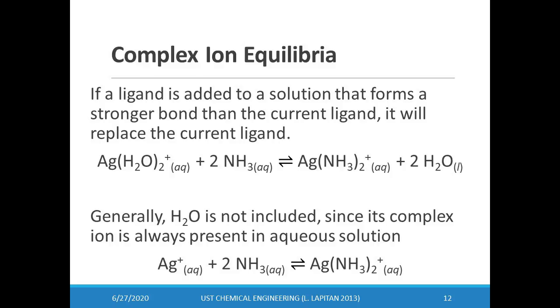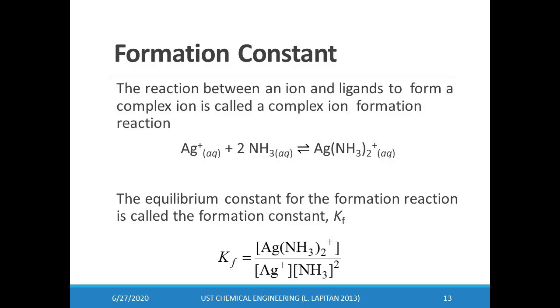If a ligand, let's say ammonia, is added to a solution and forms a stronger bond than the current ligand, which is water, then ammonia is going to replace the water to form the diammine silver complex. In general, chemical equilibrium is reached when the forward reaction rate is equal to the reverse reaction rate and can be described using an equilibrium constant K.